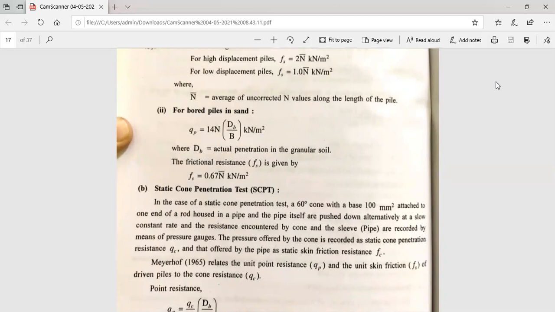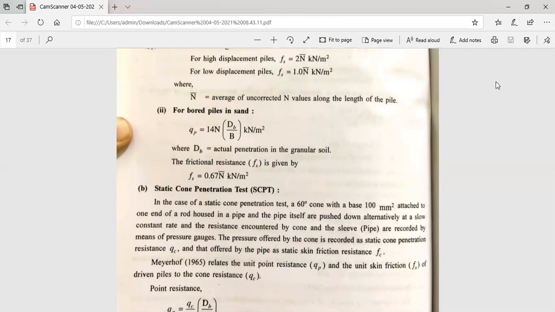The second is the static cone penetration test, SCPT. In this test, a 60-degree cone with a base of 100 mm square, attached to one end of a rod housed in a pipe, and the pipe itself are pushed down alternately at a slow constant rate, and the resistance encountered by the cone and sleeve is recorded by means of pressure gauges. The pressure offered by the cone is recorded as the static cone penetration resistance QC, and that offered by the pipe as the static skin friction resistance FC.